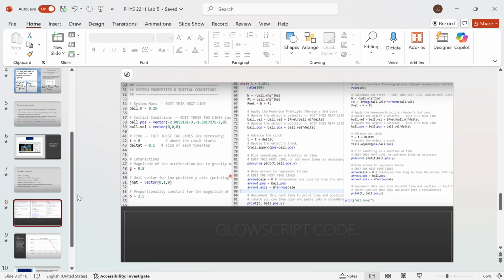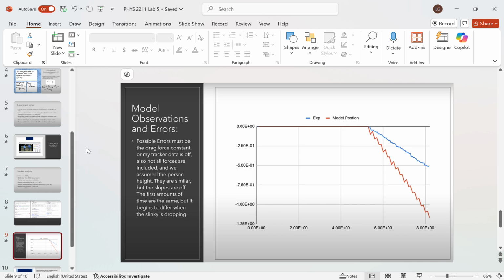Now here you can see our GlowScript code. The initial mass is the same. We have the same position vector, and as you can see, velocity starts at 0 because it starts from rest. And then over here you can see our calculation loop to update the position, velocity update formula, position update formula. This is where we update our delta t. We advance the clock, and as you can see here, this was the output.